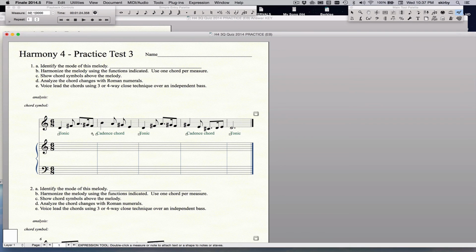Okay, so the first example, you have to identify the mode. You should use your ear along with theory. You listen to it, of course.